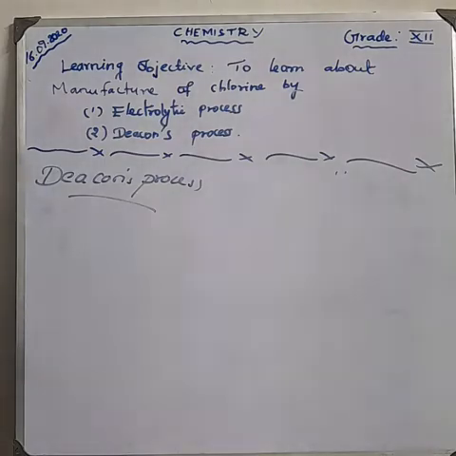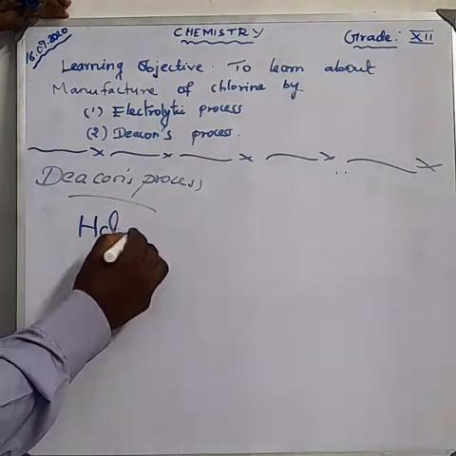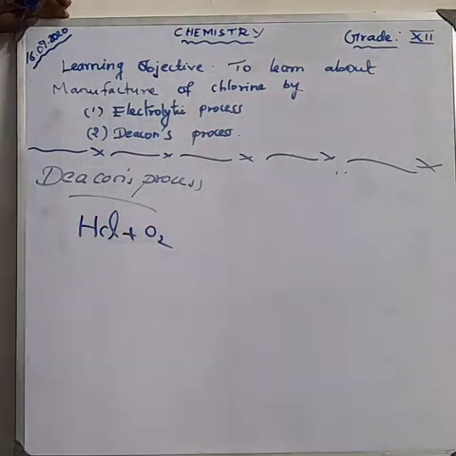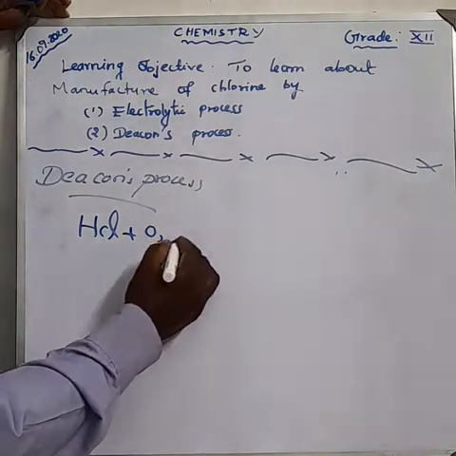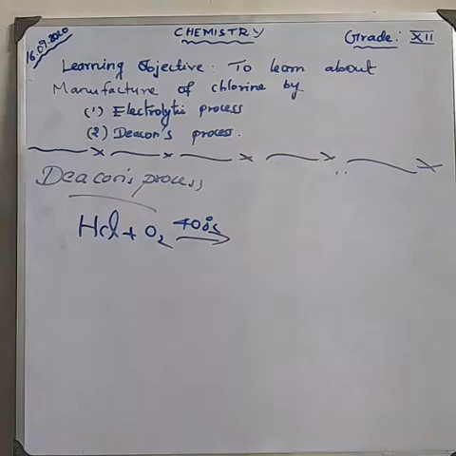The mixture of air and hydrochloric acid is passed into a chamber containing a number of shelves, and pumice stone is soaked in cuprous chloride. That means hydrochloric acid is added to oxygen, and the temperature is about 400 degrees Celsius.